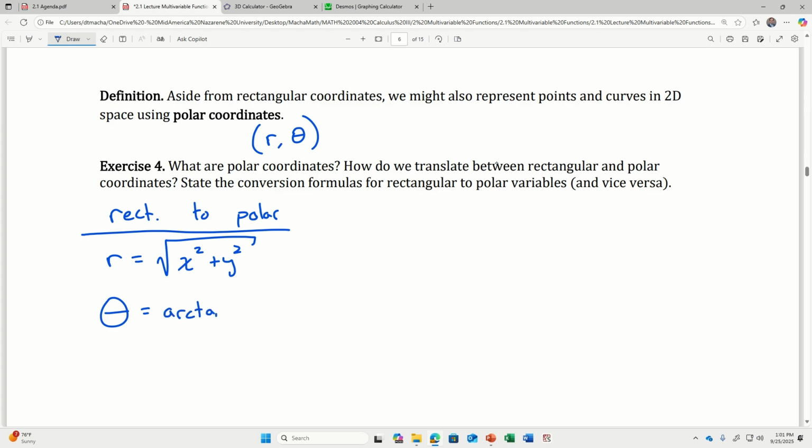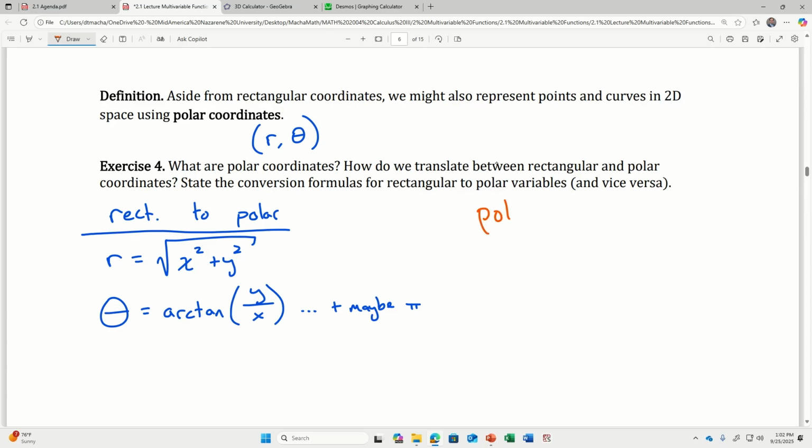arctangent of y over x. And plus maybe pi, right? Don't forget about that part. If you are in the second or third quadrant, you got to add pi to get the right theta.